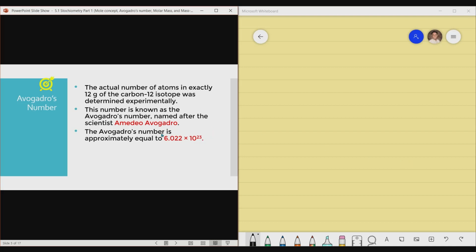Specifically, the Avogadro's number is approximately 6.022 times 10 raised to 23. So please take note, please remember and kind of memorize this one. The value for Avogadro's number is 6.022 times 10 raised to 23. Okay? All right.